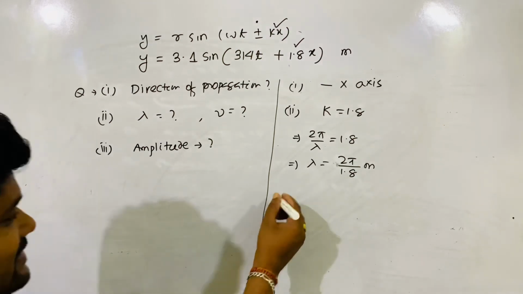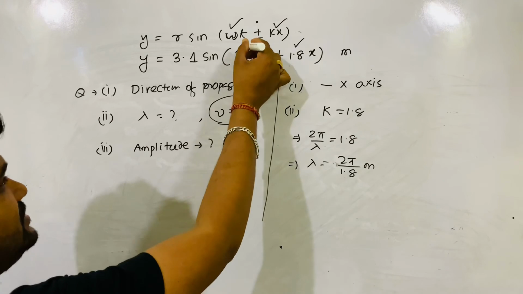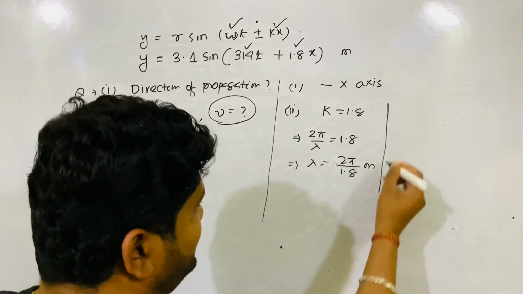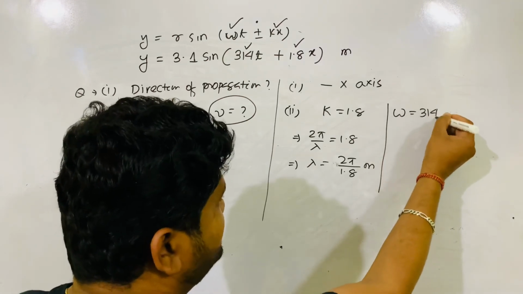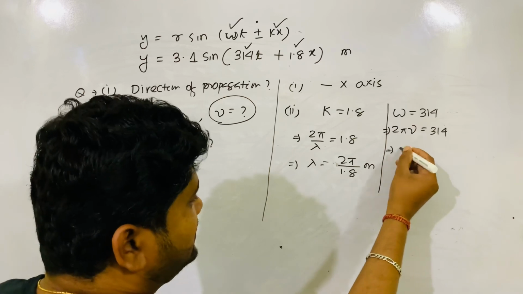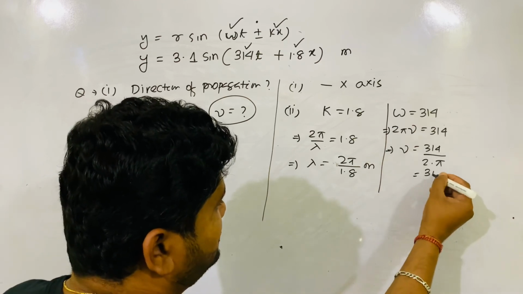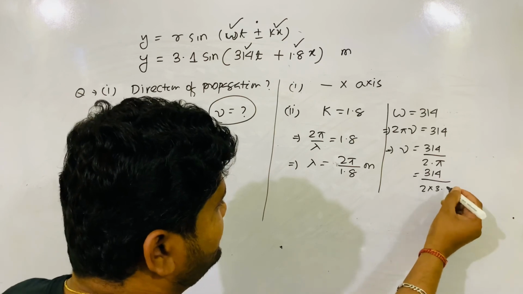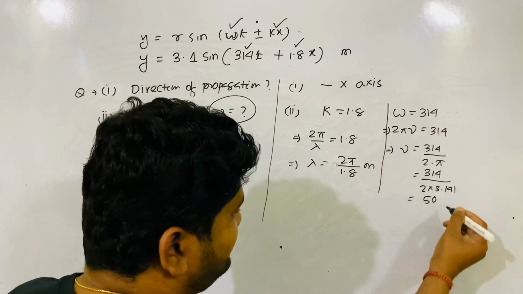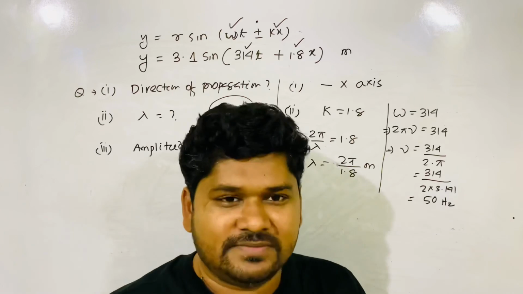Then another one is frequency. How can you find frequency? You see this is omega, and in place of omega 314 is written. So ω = 314. ω is 2πν = 314. Then ν = 314/2π, and you can also solve it: 2 into 3.141. I think it is coming to 50 hertz. So ν is 50 hertz.